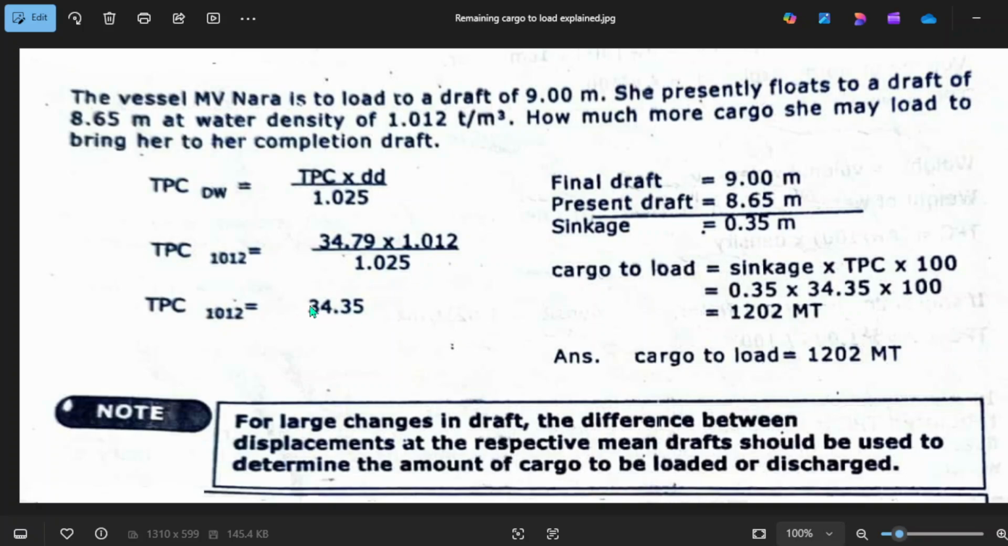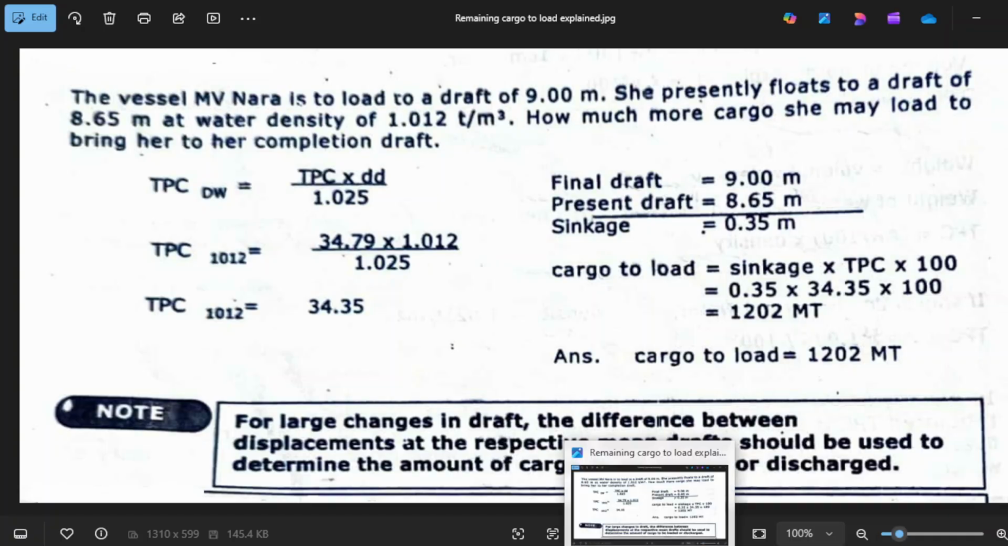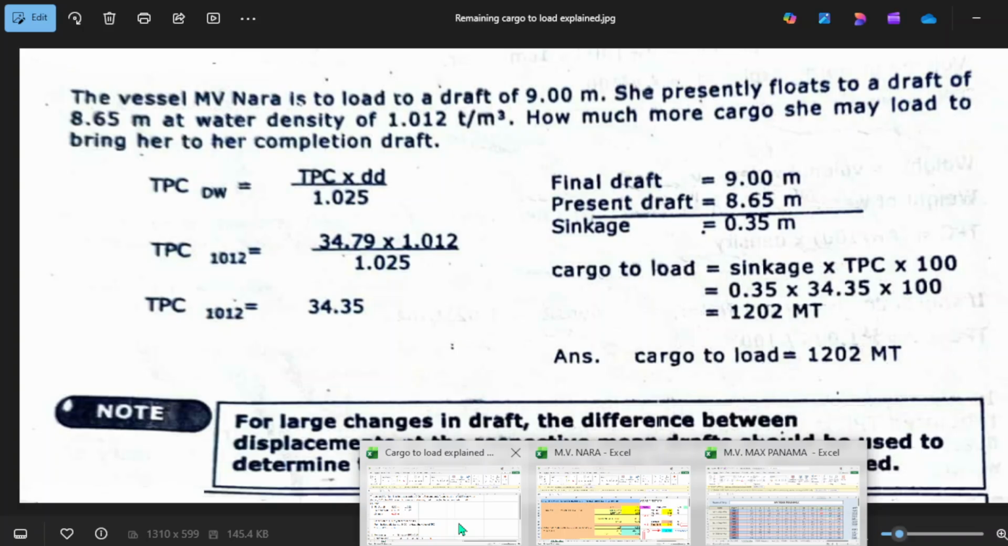Okay, if you agree, I would not use this TPC. But here he used the TPC and his cargo is 1,020. Now I will explain later why this is not correct. Okay, and let's go again to the program.